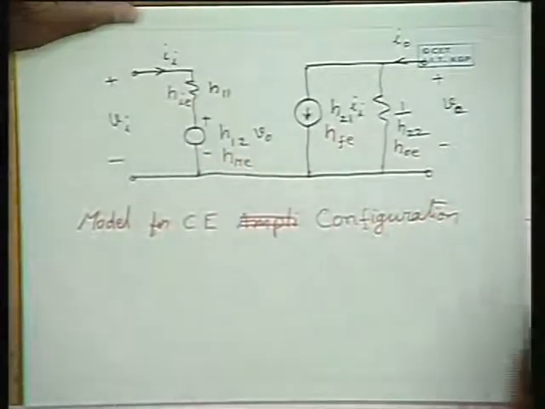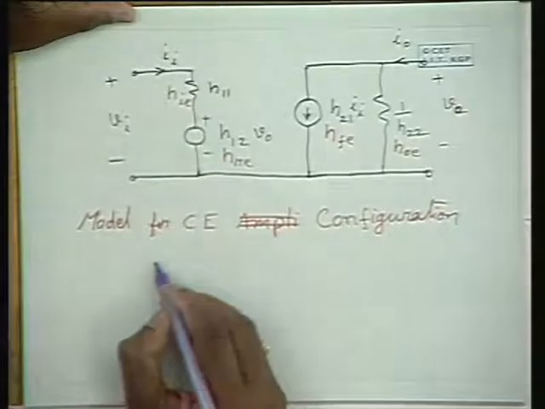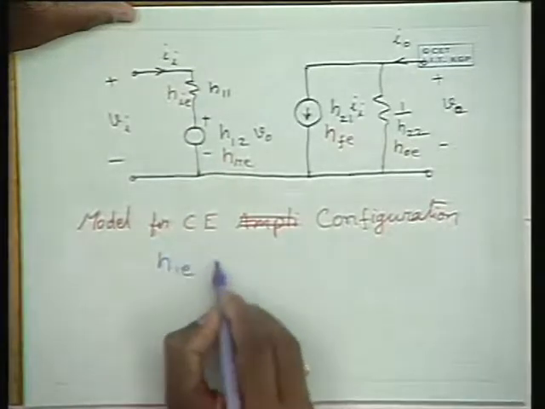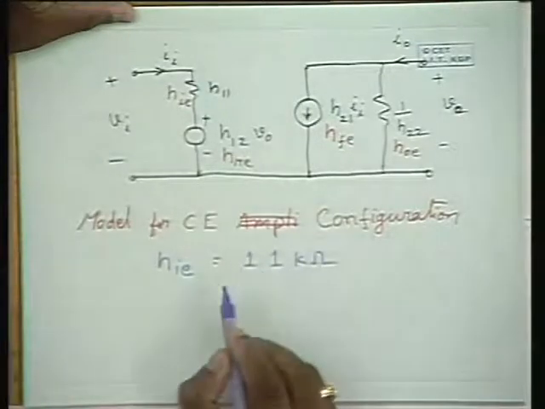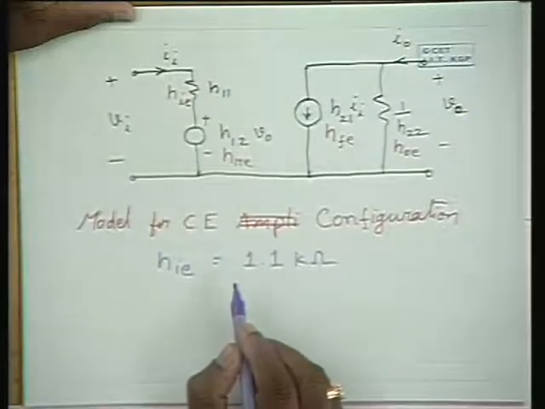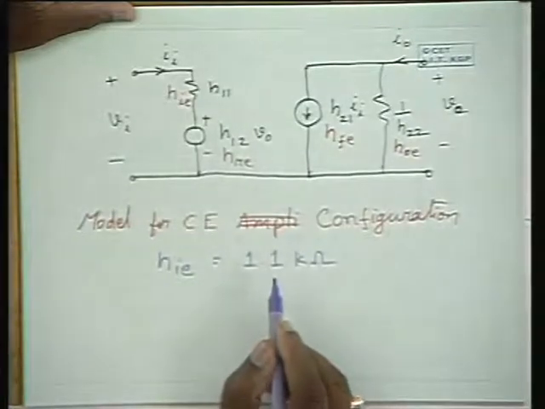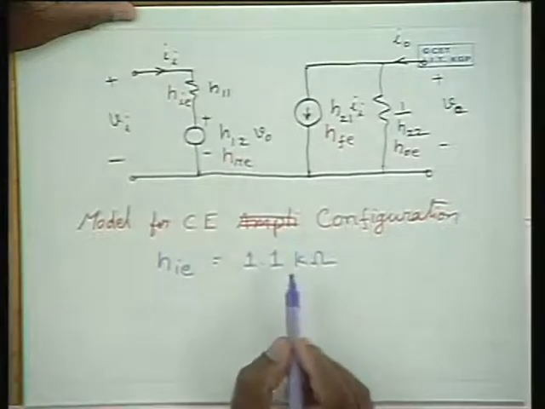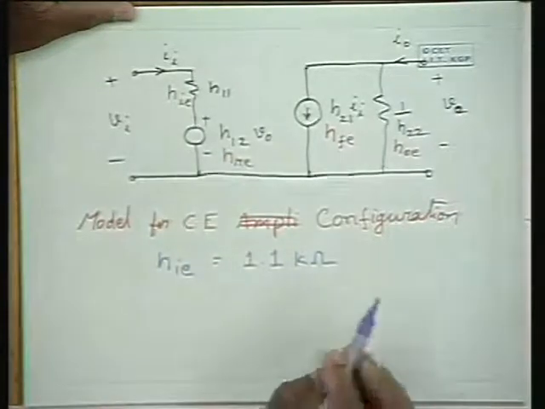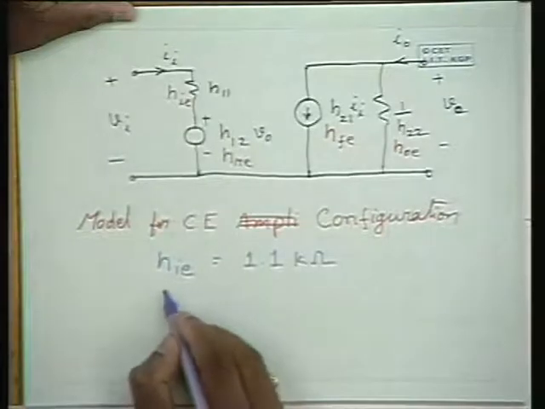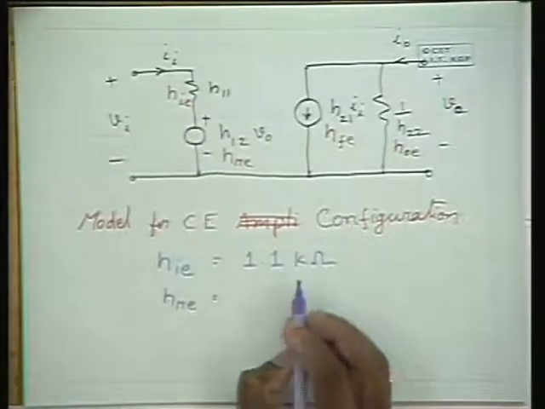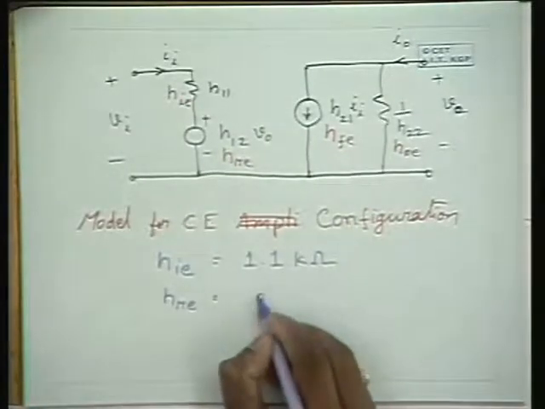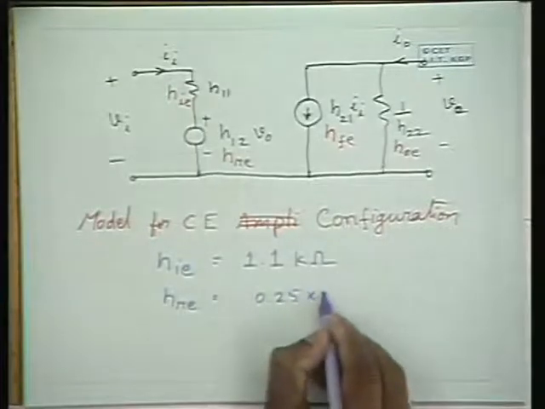parameters. HIE is typically about 1.1 kilo ohms. So naturally it depends on the Q point. If the Q point is operated at low input current, HIE would be larger than this, but the typical value is 1.1 kilo ohms. HRE is very small. It is of the order of 0.25 into 10 to the power of minus 3.